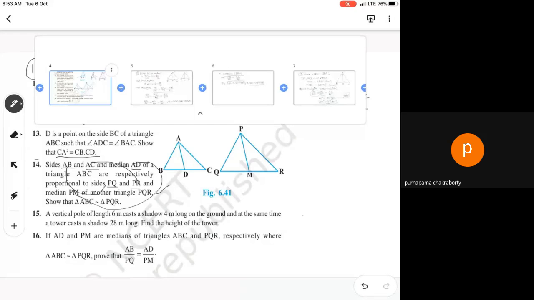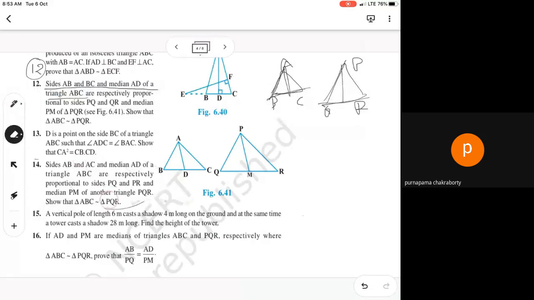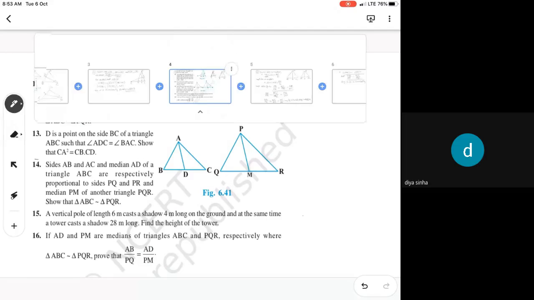These are all in proportion. They are in proportion. Okay? Is it clear? So, a little attention.